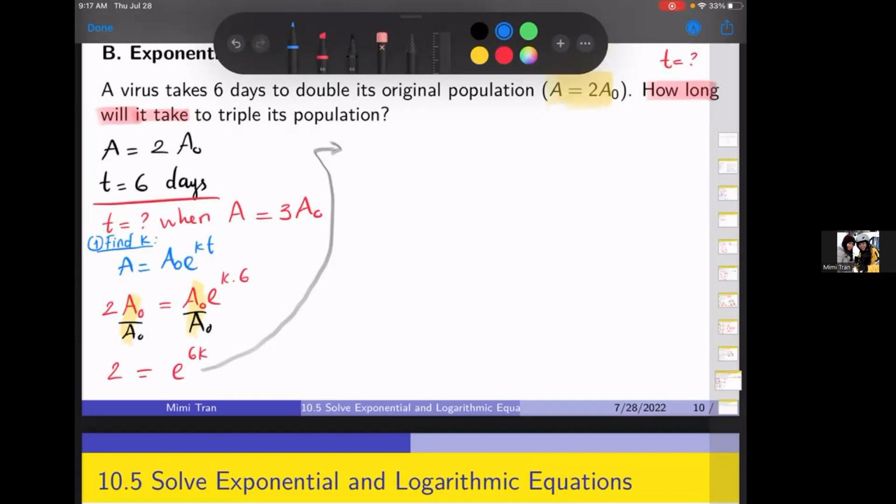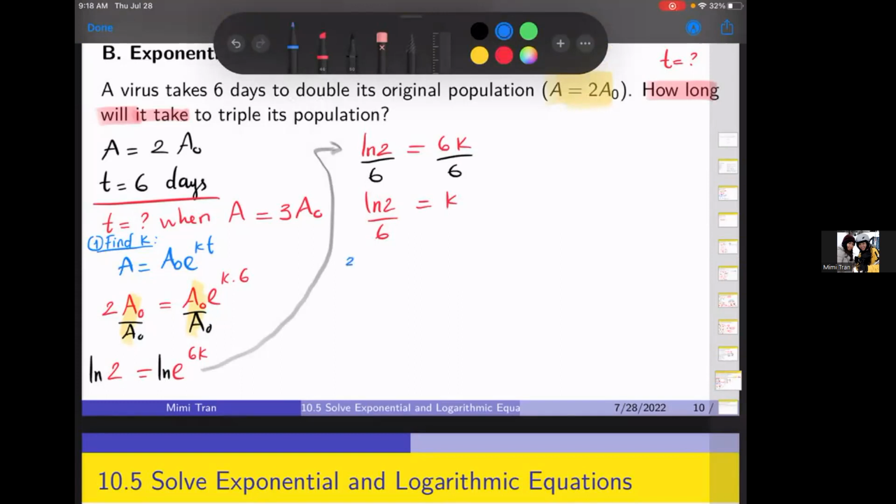Step 1, find K. ln, right? ln both sides, because I need to get rid of that E. So on the left hand side is ln 2. On the right hand side, ln E is 1, so it's just 6K. Divide both sides by 6, and please do not cancel the 6 with 2. K equal ln of 2 over 6. I'm gonna keep it like that. I'm not gonna do the approximation because this is not the final answer I'm looking for. So I'm gonna keep it at the exact answer for now.